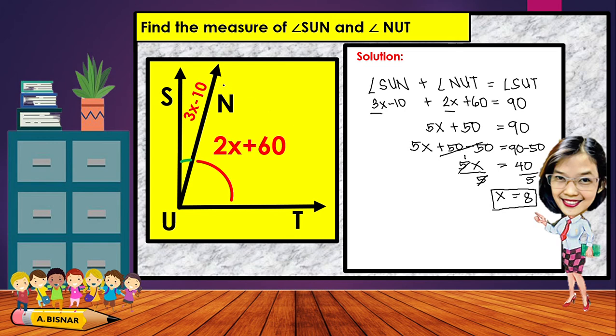So let's try to find what is the measure of angle SUN. So you have here 3x minus 10. The value of x is 8. So 3 times 8 minus 10. 3 times 8 is 24. Minus 10, the answer will be 14. So the measure of angle SUN is equal to 14 degrees.